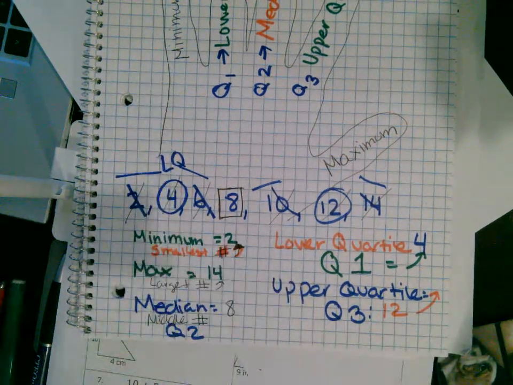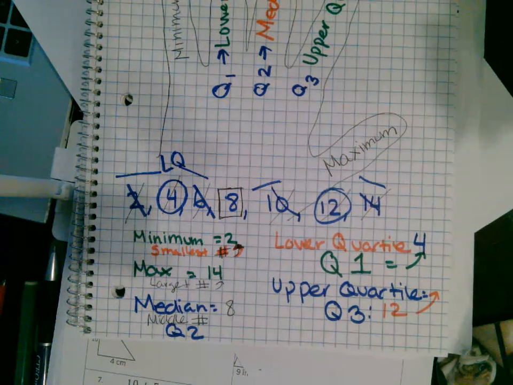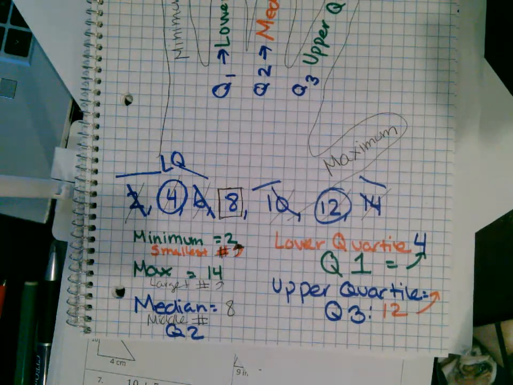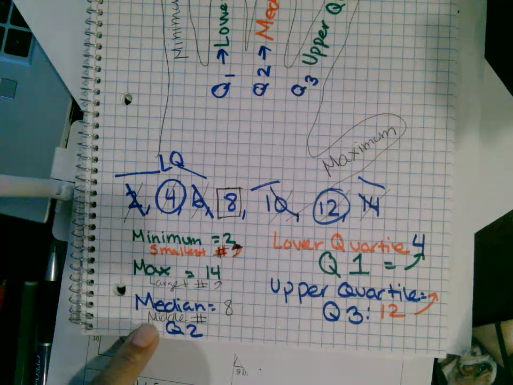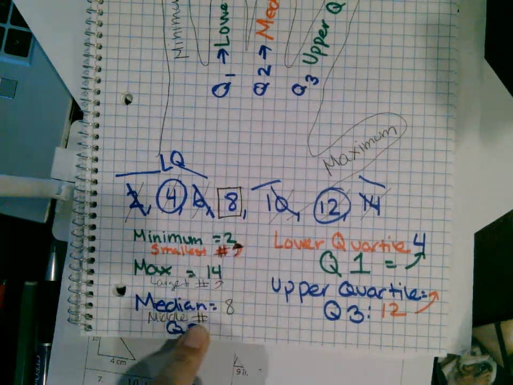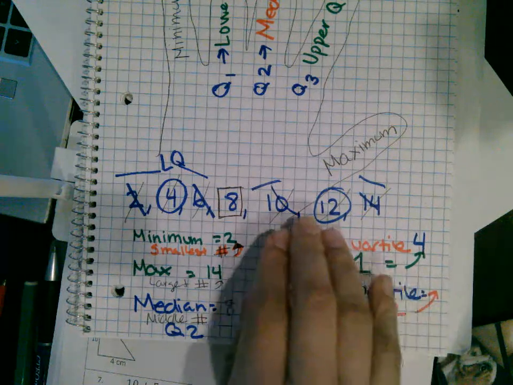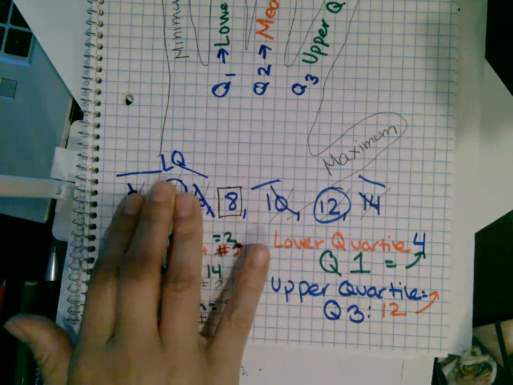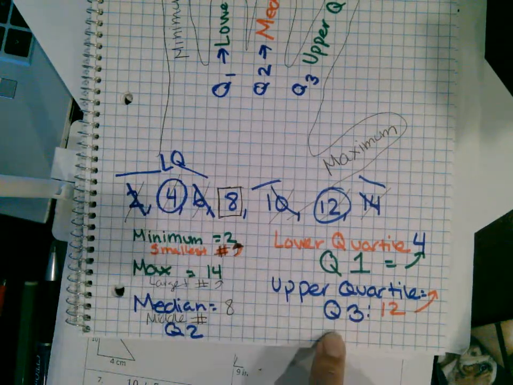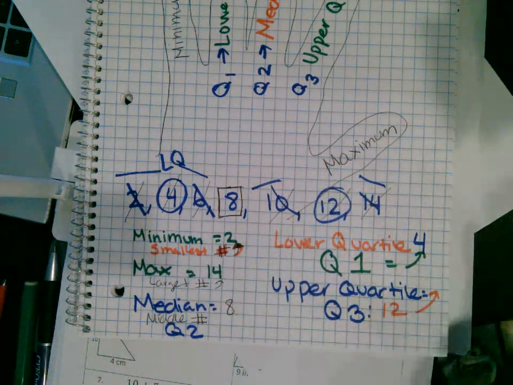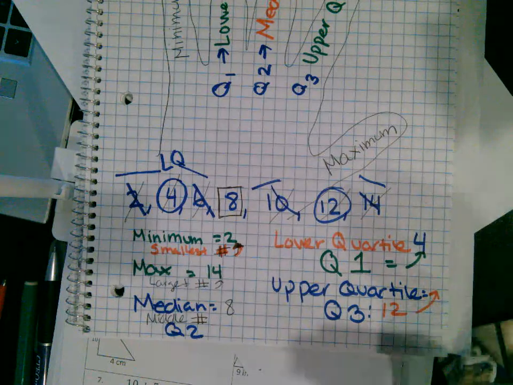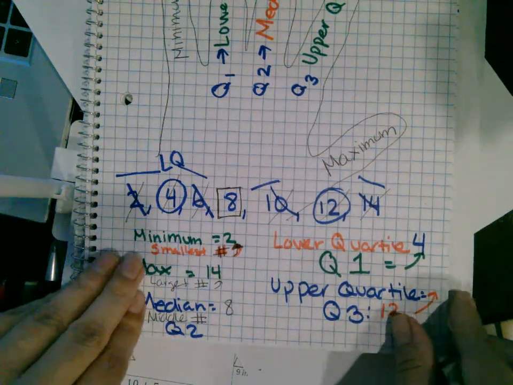And guess what? That's it. That's box and whisker plot, Day 1. So minimum, smallest number, maximum, largest number, median is the middle number. Then your lower quartile is the number in the middle of the first part. The upper quartile is the number in the middle of the upper part. And that's it. Well, this takes practice. I don't expect you to know it like that right now. So let's do one more.